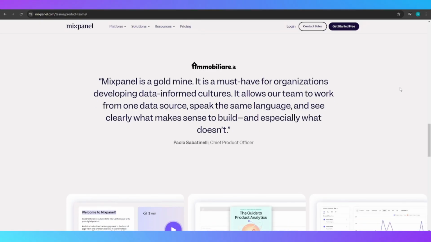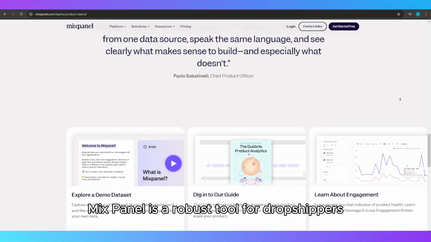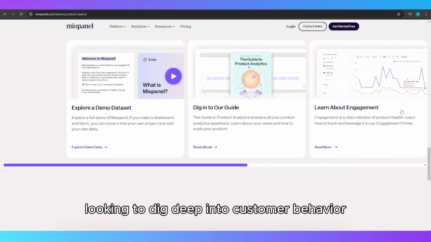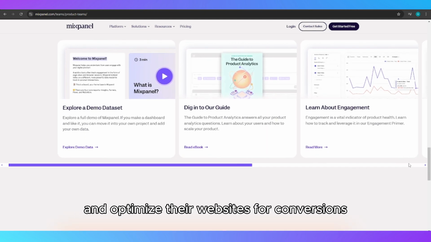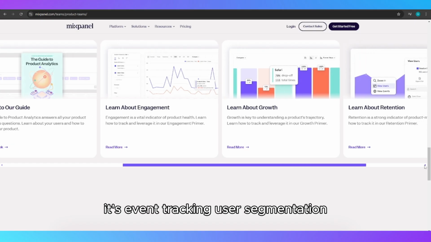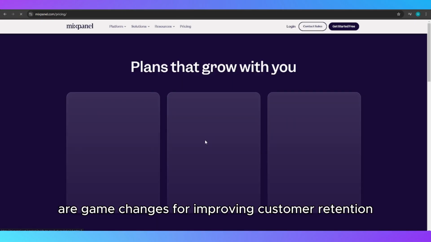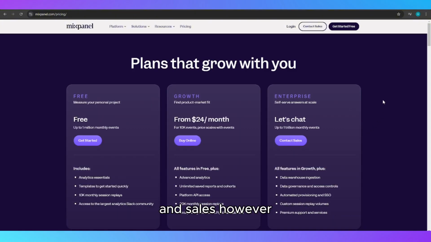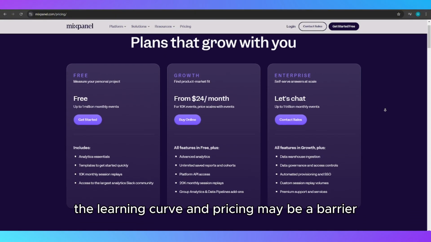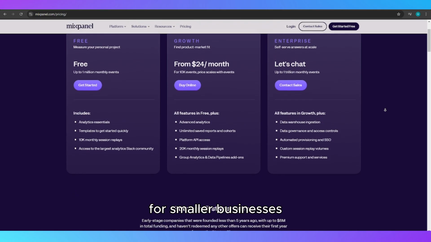Final verdict. Mixpanel is a robust tool for dropshippers looking to dig deep into customer behavior and optimize their websites for conversions. Its event tracking, user segmentation, and funnel analysis are game changers for improving customer retention and sales. However, the learning curve and pricing may be a barrier for smaller businesses.